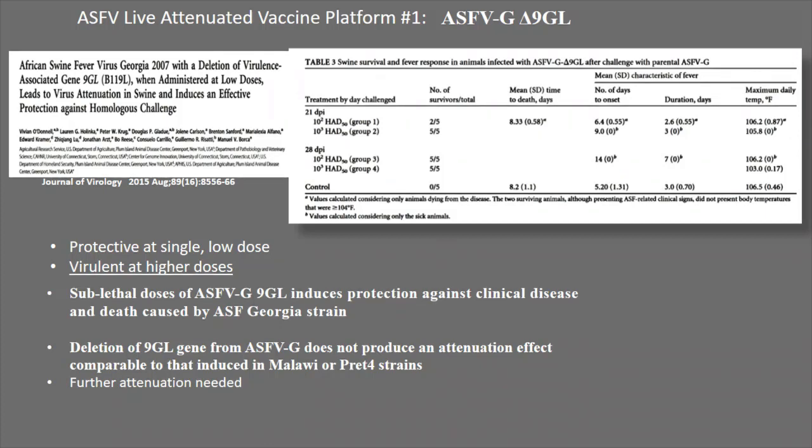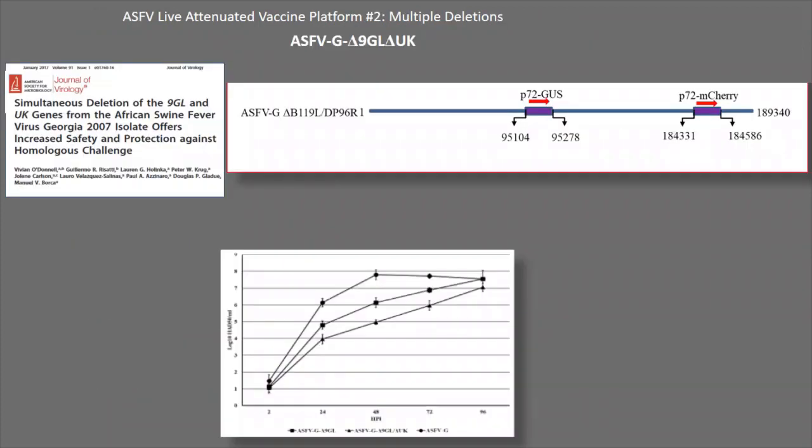However, deletion of 9GL did not produce the attenuation effect comparable to that induced in Malawi or Pretoria strains. So with this, we knew that we needed to come up with a way to get further attenuation of our live attenuated vaccine. And here, what we did is we introduced another attenuation factor, this gene called UK. So we had two separate deletions in this live attenuated vaccine.